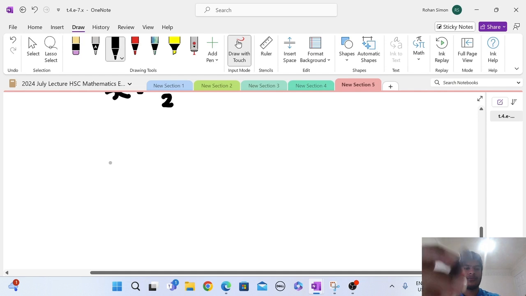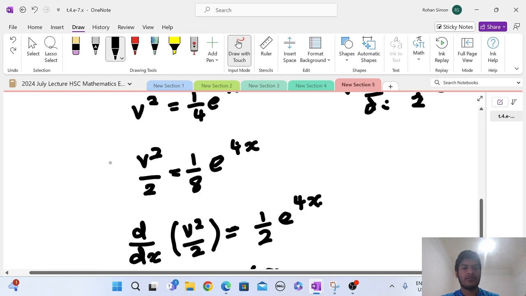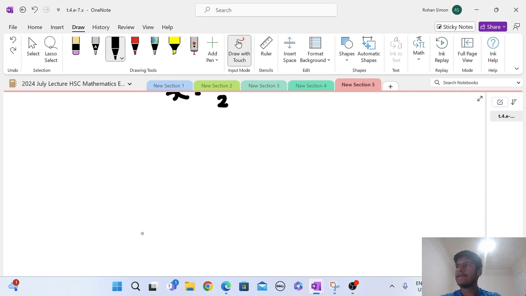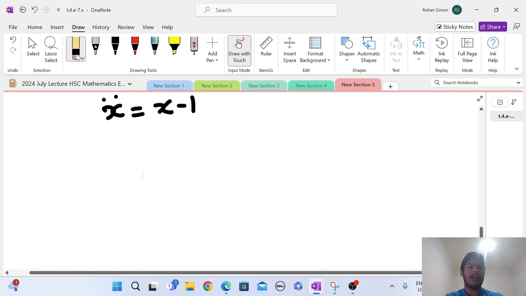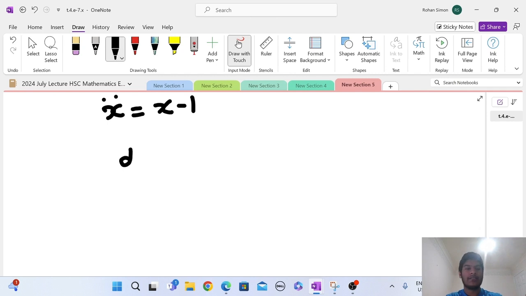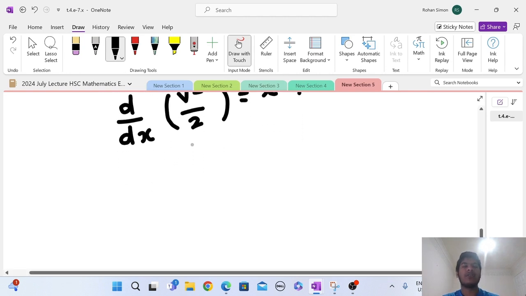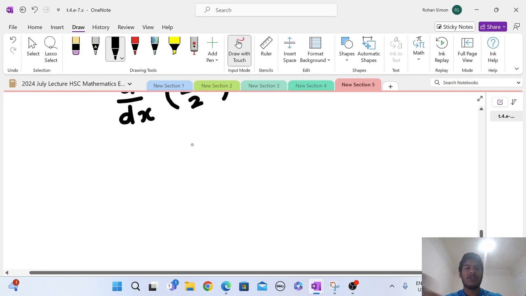So we know that x double dot equals x minus 1, and we're looking for a velocity position relationship, right? And so let's use this time d/dx of v squared on 2. Let's express our acceleration in that form. And the reason we do it in that form is because we have on the right-hand side a function that is purely a function of position. And in that case, we can go ahead and integrate with respect to position, right? So we can say v squared on 2.